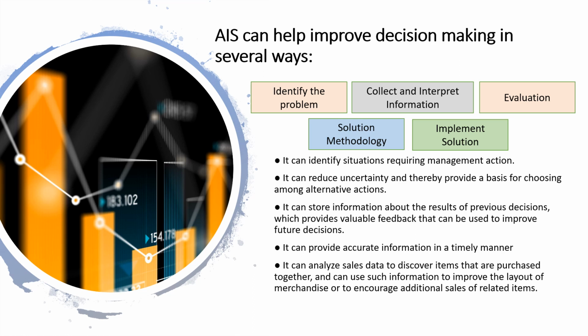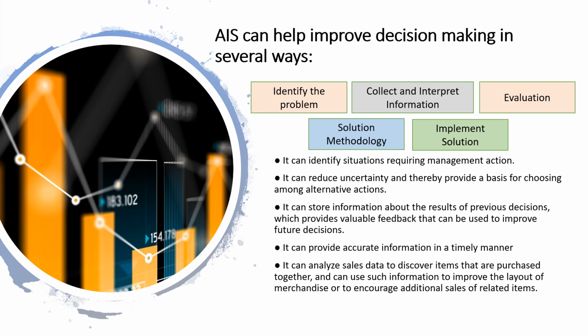Okay? It can also reduce uncertainty and thereby provide a basis for choosing among alternative actions. It can store information about the results of previous decisions, which provides valuable feedback that can be used to improve future decisions. It can also provide accurate information in a timely manner, and it can analyze sales data to discover items that are purchased together and use such information to improve the layout of merchandise or to encourage additional sales of related items. So, see, AIS really helps in improving decision making for the company.